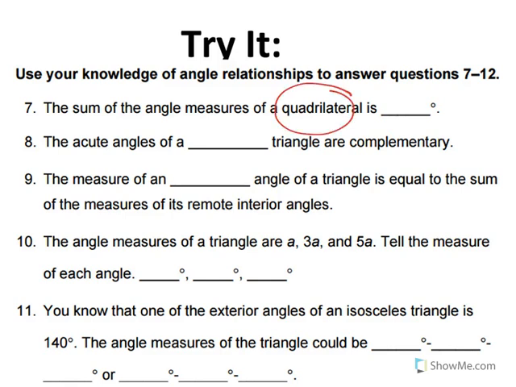So for the quadrilateral, that means 4, so n is equal to 4. So we use the formula 4 minus 2 times 180. So the answer is 360 degrees.